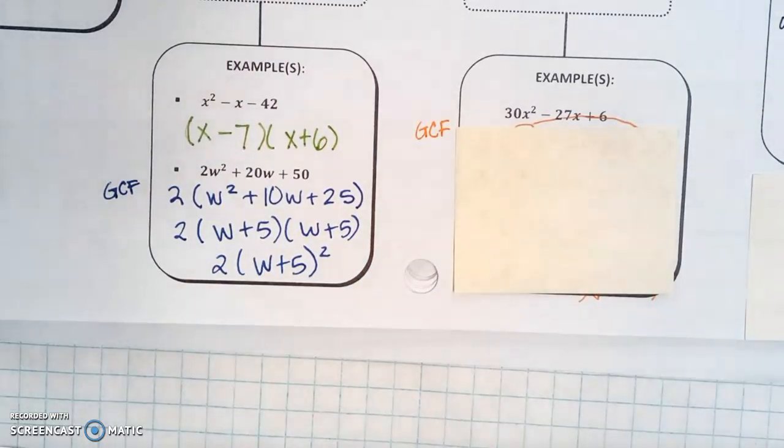This one has two different ways you can write it, because the w plus 5 and the w plus 5 are the same. You can write it as squared or you can write it as separate.